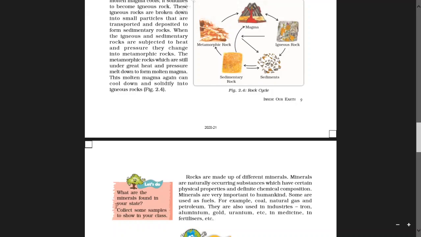Now, what are the minerals found in your states? Collect some samples to show in your class. You must know it, and you can search for it too, boys.